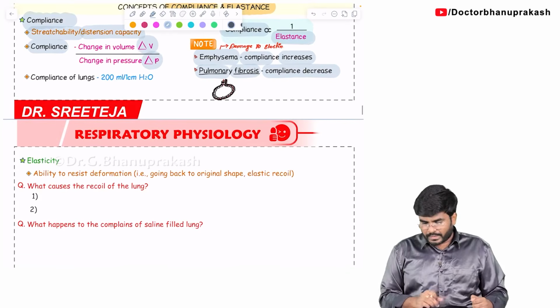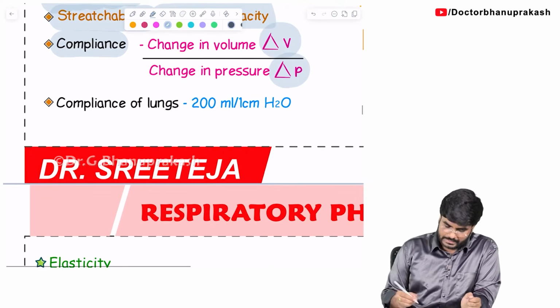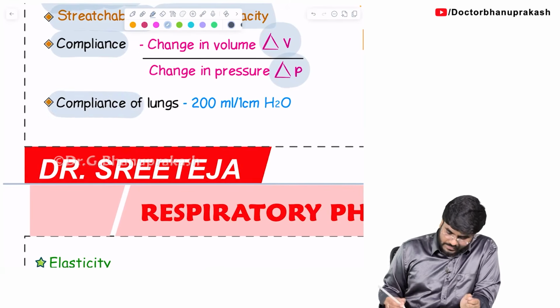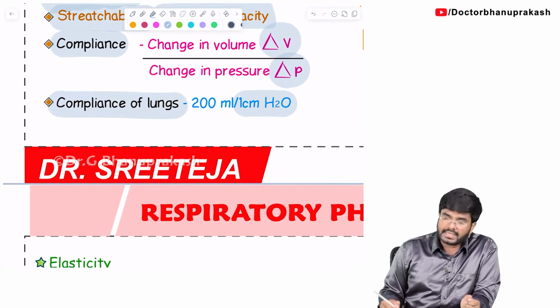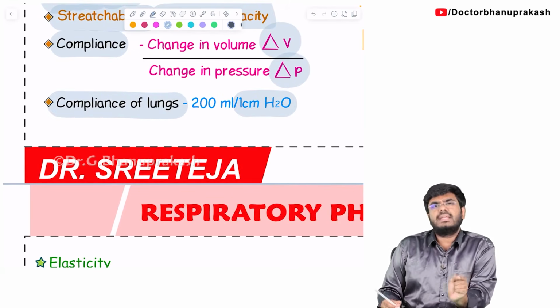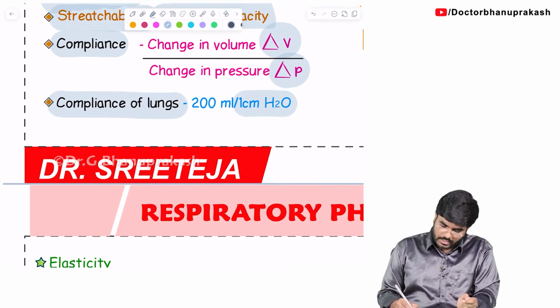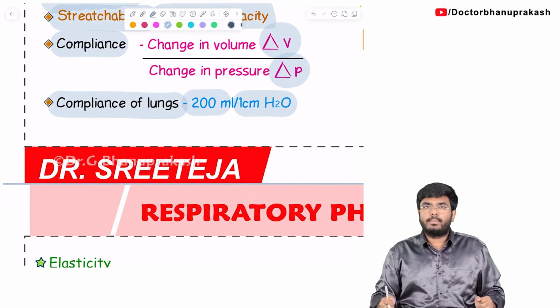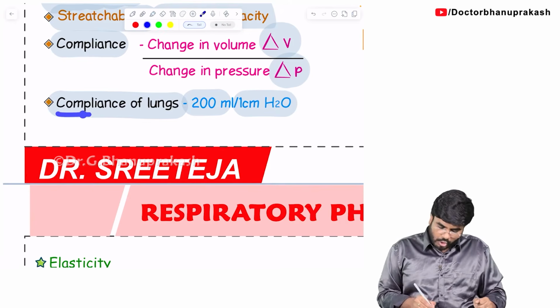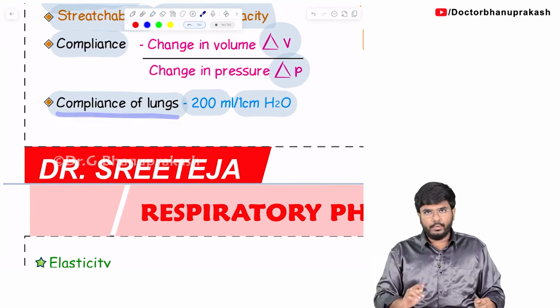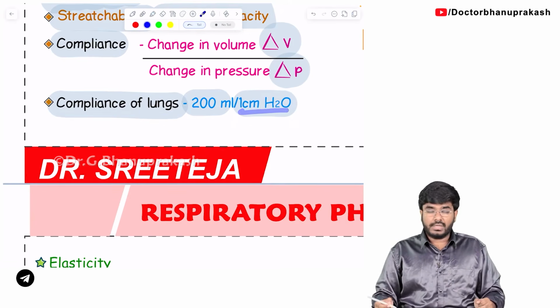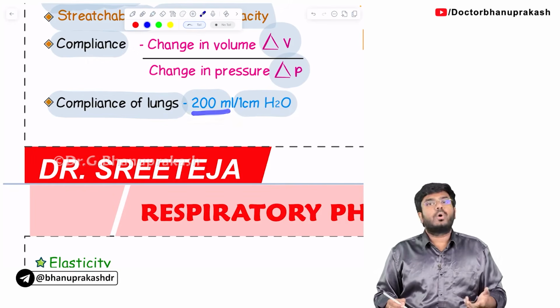Okay. So now what is the normal compliance of the lungs? The normal compliance of the lungs is: for every 1 centimeter of water pressure change, your lungs will stretch by 200 ml. So tell me, what is the normal compliance value of the lungs? For every 1 centimeter of water pressure, your lungs will expand by 200 ml.